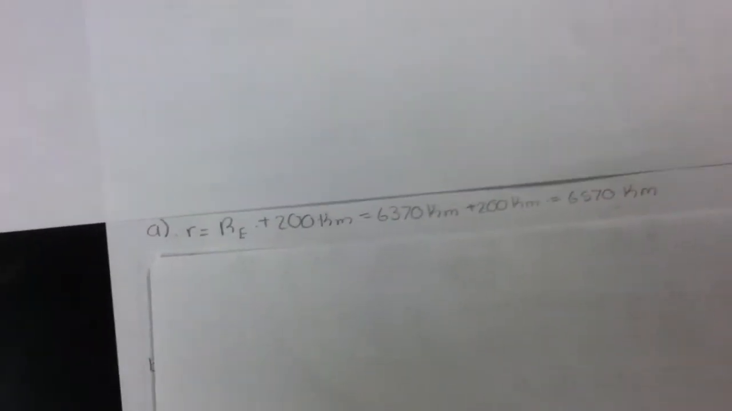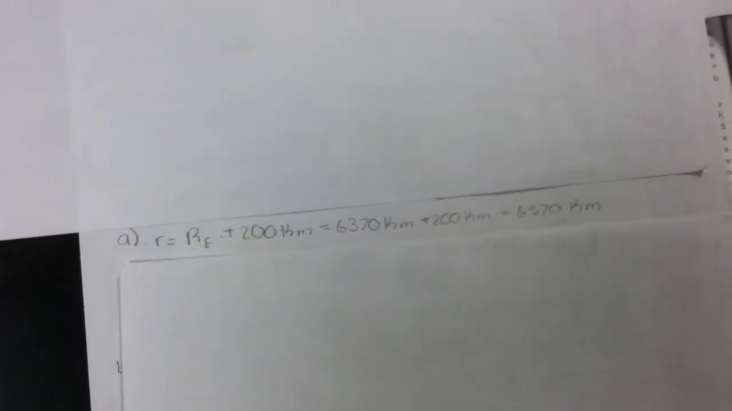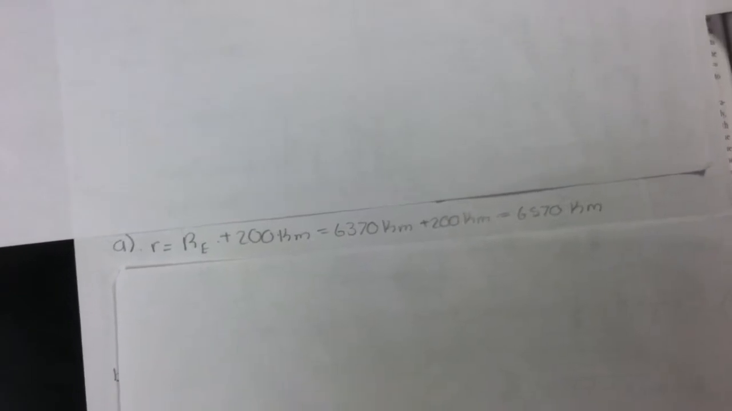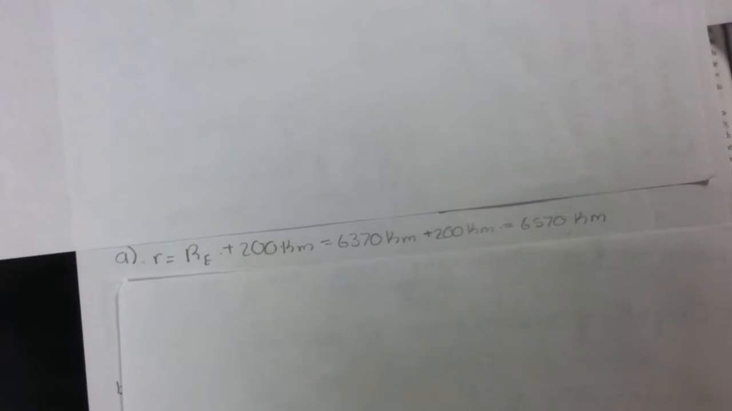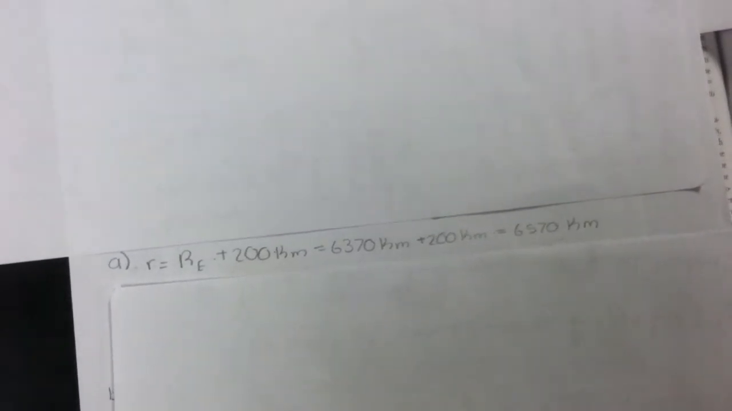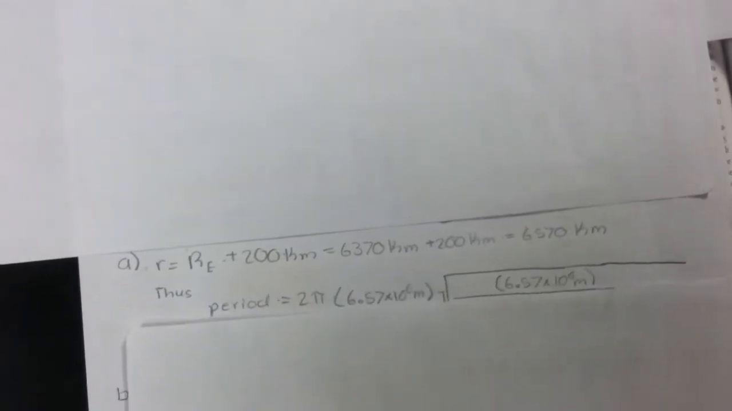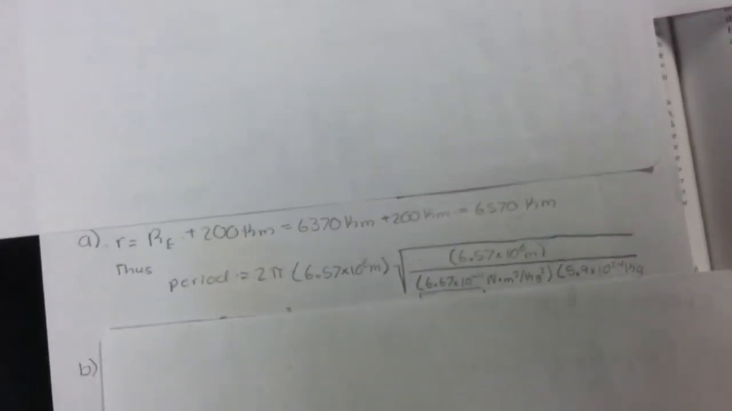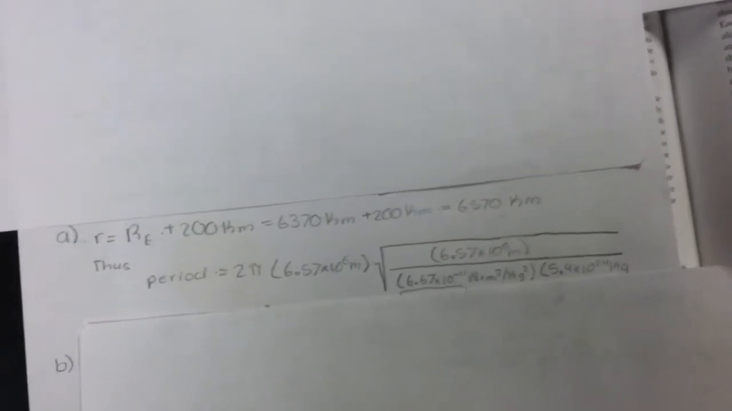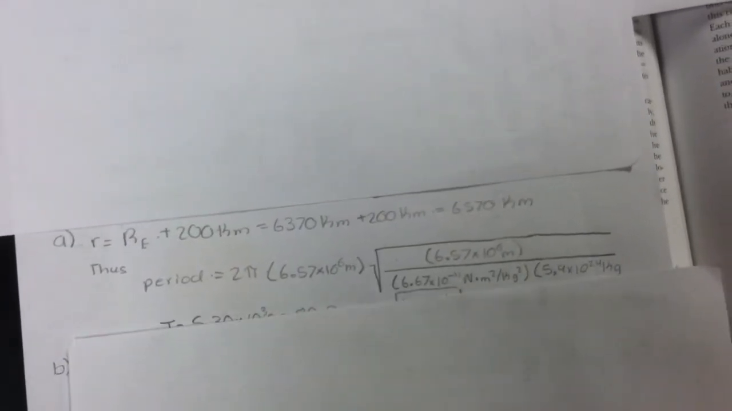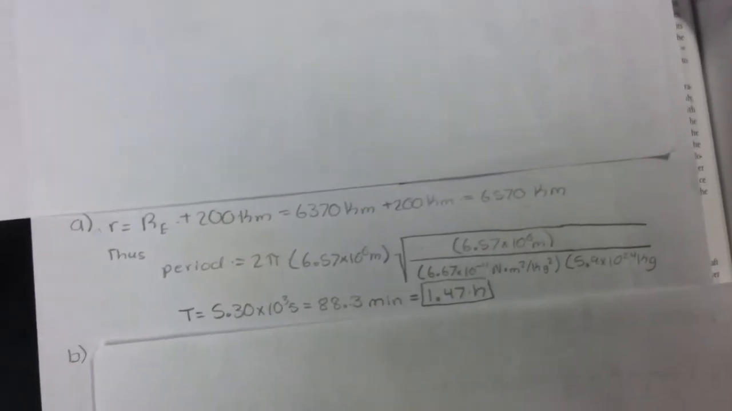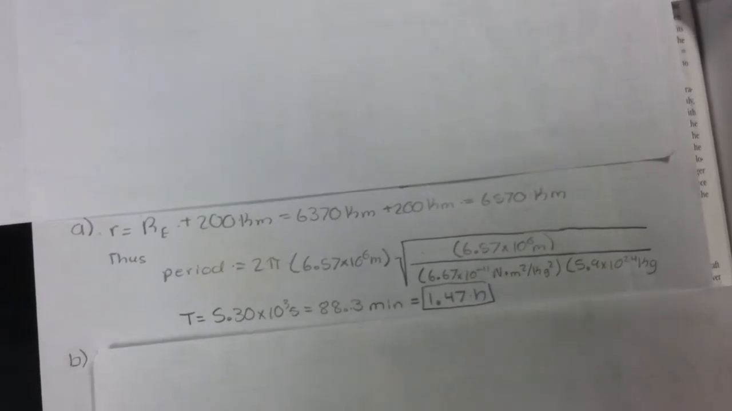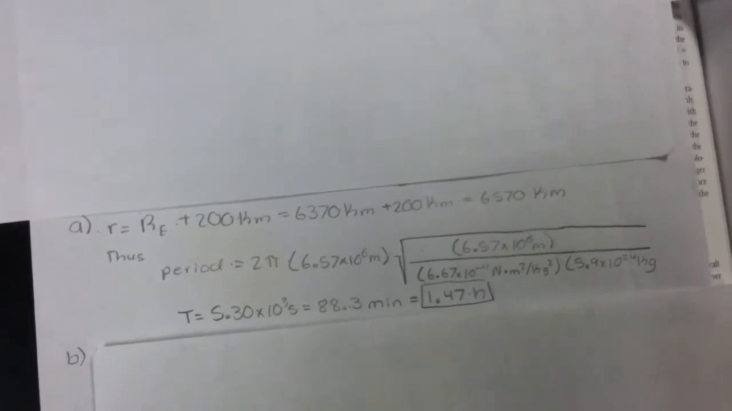Now for part A, we must find the total radius, which is the radius of the Earth plus the 200 kilometers that the satellite is at. That will be the distance that we use for the radius of the orbit. Thus, the period is equal to what's given below as we plug in each value, and we get T equals 5.3 times 10 to the third seconds. If you convert that, it becomes 1.47 hours.